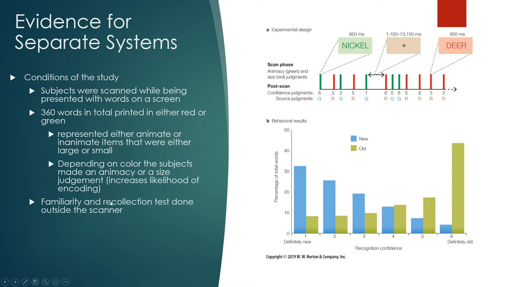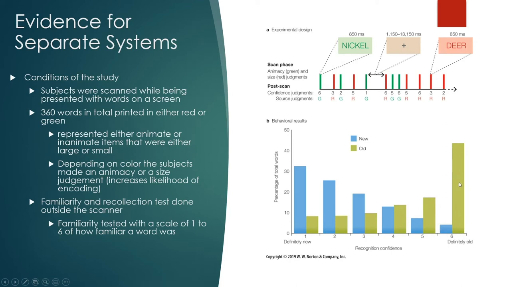Outside of the scanner, after they viewed all of these things while being scanned as they encoded all of this information, they gave them a familiarity and a recollection test. Familiarity was this recognition type thing. They were just asking whether or not they had seen this word. Familiarity was tested on a scale of 1 to 6: this is definitely a new word, or this is definitely an old word.